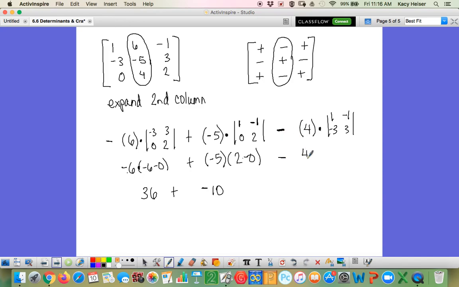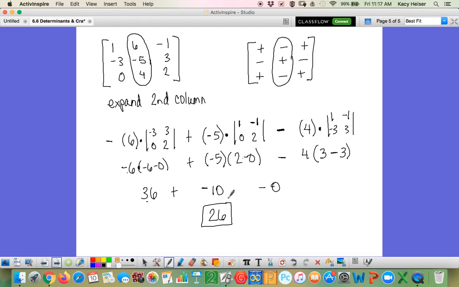Minus 4 times the determinant, which is 3 minus 3. Well, 4 times 0 is 0. So 36 minus 10 minus 0 is 26.